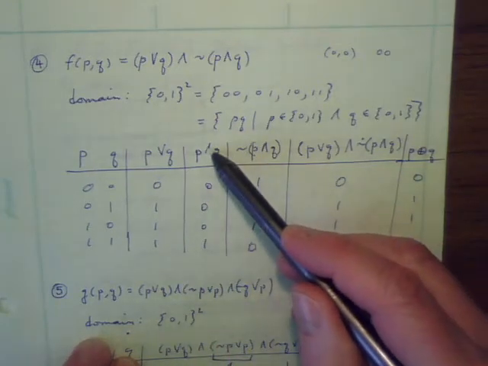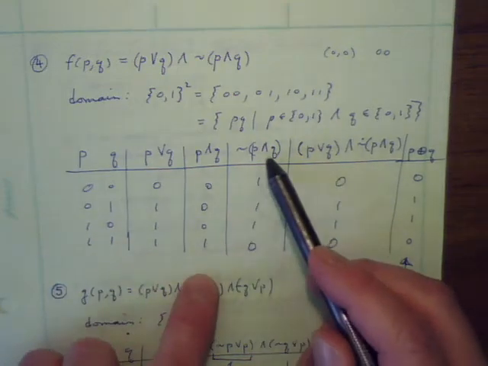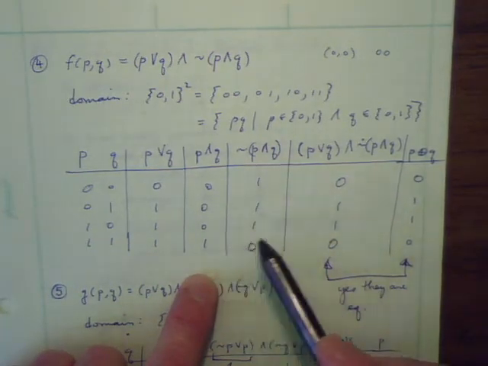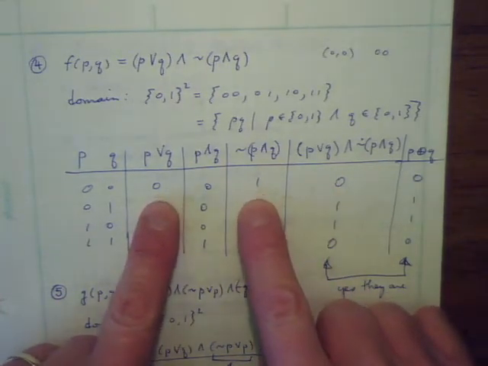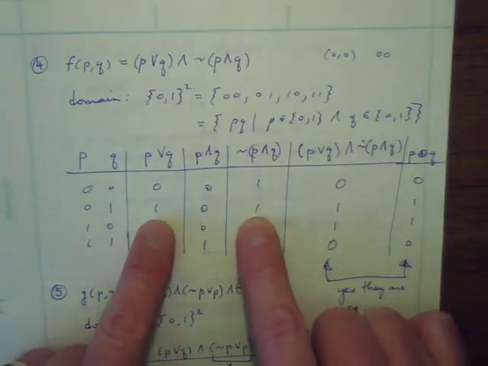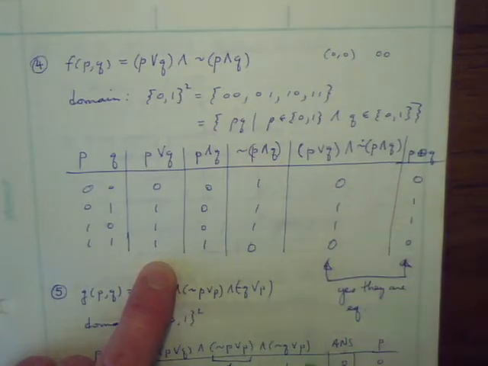For the P and Q, just the opposite. The only time it's true is when they're both true. If I negate the P and Q, I turn all the zeros to ones. And finally, I do an AND between these 2 columns, and the only time it's true is when both are true. And you can see that both are true in the middle 2 cases here. And so I get this as 0, 1, 1, 0.